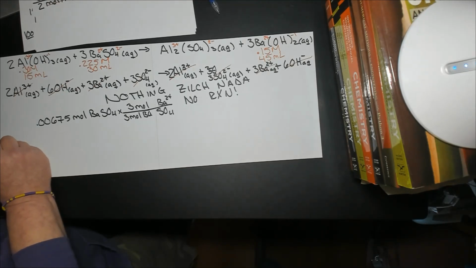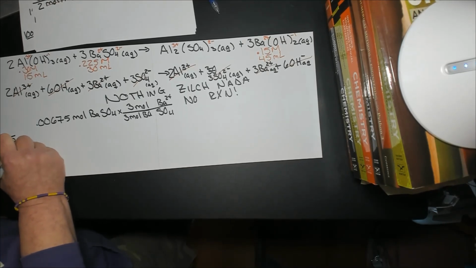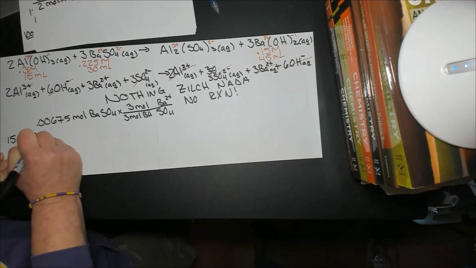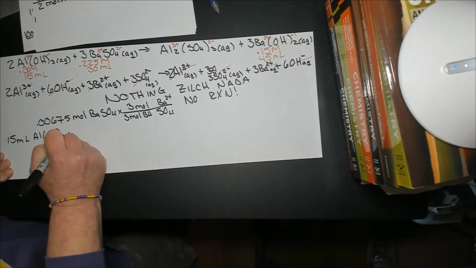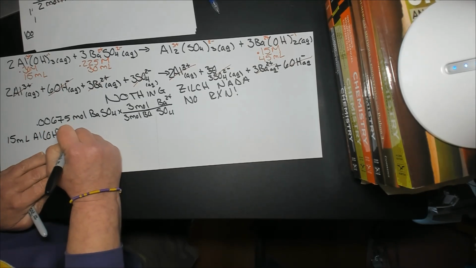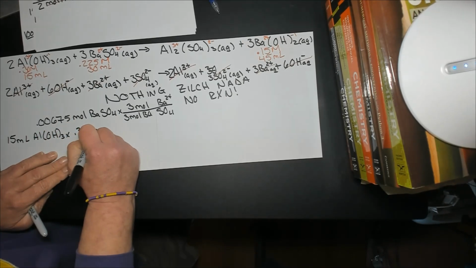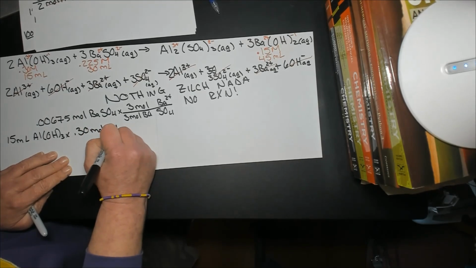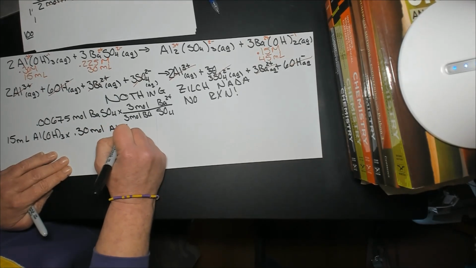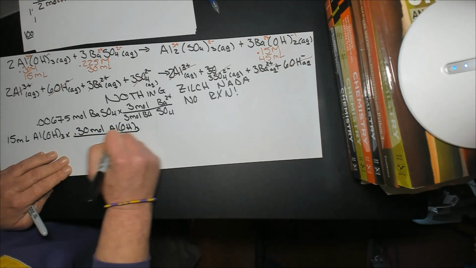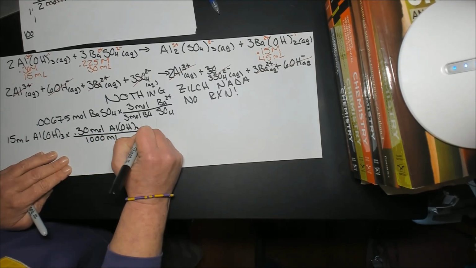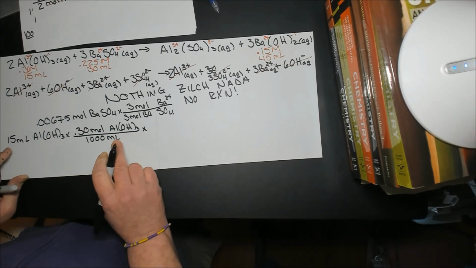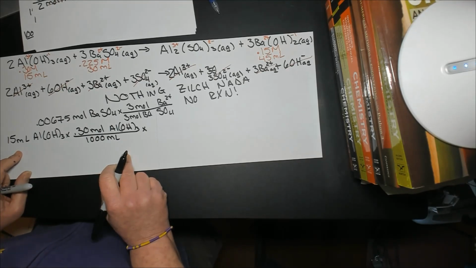I have 15 milliliters of Al(OH)3 times 0.30 moles of Al(OH)3 to 1,000 milliliters. There's my molarity piece. So that gives me the moles of Al(OH)3.